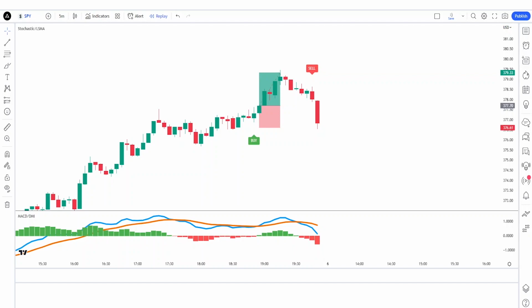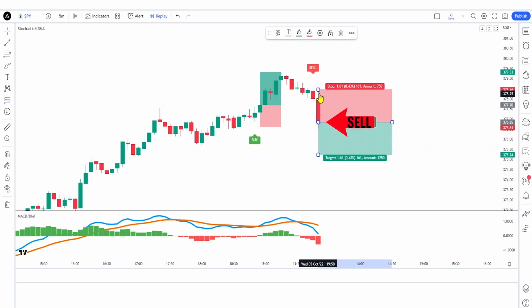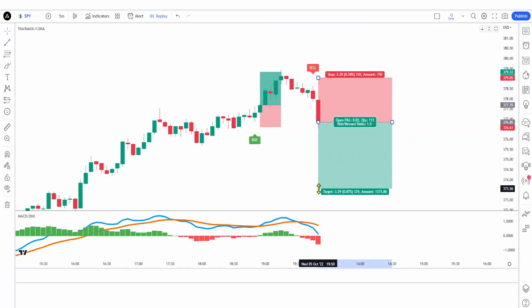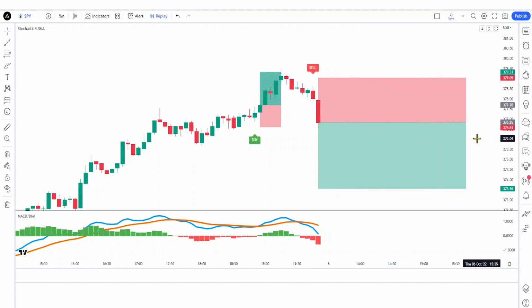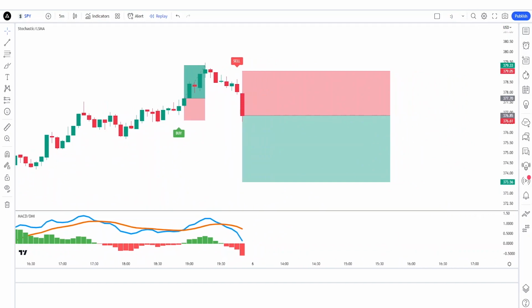All conditions are met, so we can enter a short trade. We will enter our short trade at the first bearish candle since the sell signal. Our stop loss will be set to the recent market high. And our take profit will be set to 1.5 risk to reward ratio. Everything is ready, so let's see if we were once again correct in our prediction.